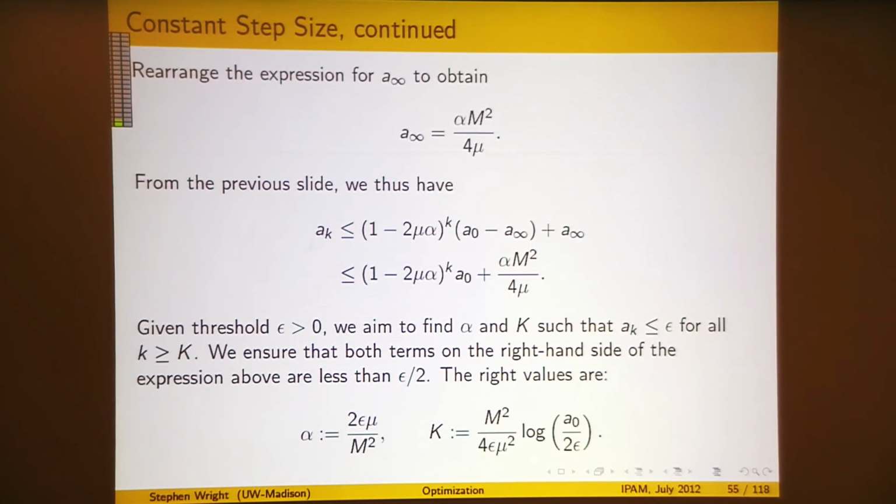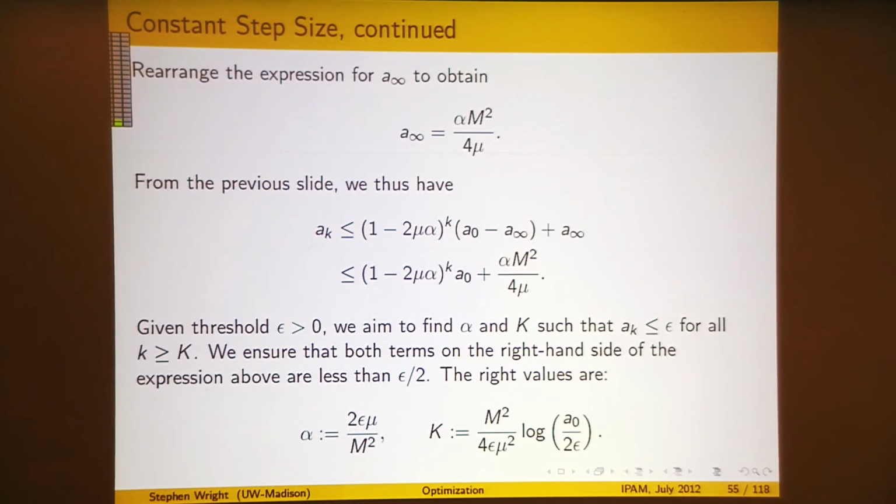I'm sort of cutting to the chase here. My claim is that if I choose alpha to be 2 times epsilon, epsilon is the threshold that I want to achieve, times mu, the modulus of convexity, divided by m squared, and given that choice of alpha, I choose K to be this, m squared divided by 4 mu times 4 epsilon mu squared times the log of this quantity. That's going to give me reasonable convergence.